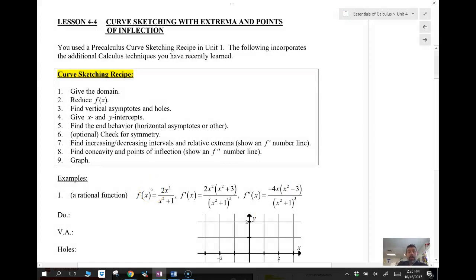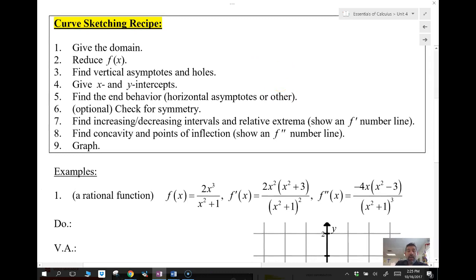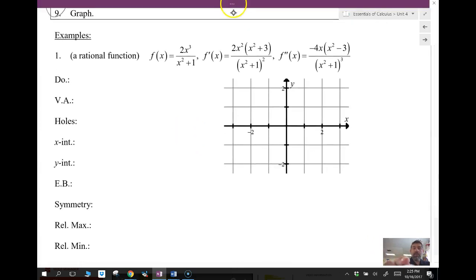All right, so we're going to use a similar recipe to the one we did early in Unit 1. We did part of these, we did this, and this. What we did not do is the last three. So we're going to add in the calculus here in order for us to do these problems. So let's take a look at an example, shall we?